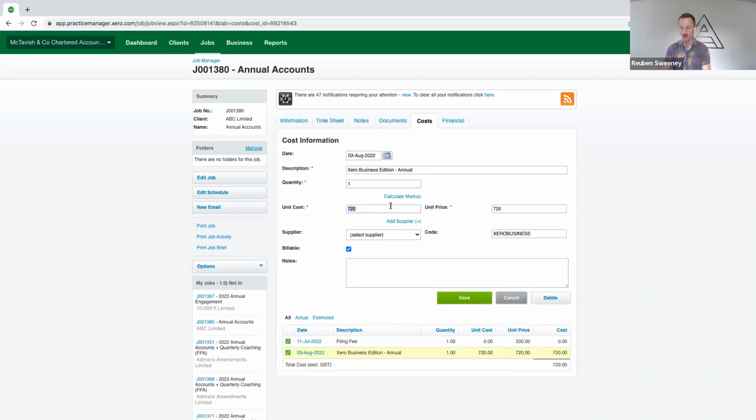That unit cost we're going to put in as the expected cost. We will make margin on these fees, so that might be 600. And then the unit price will be like the retail price of that fee. So we'll click save. Cool.